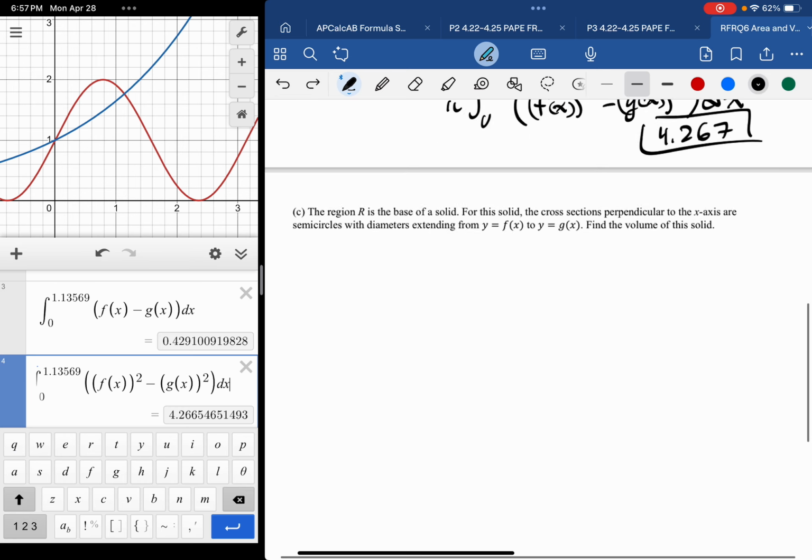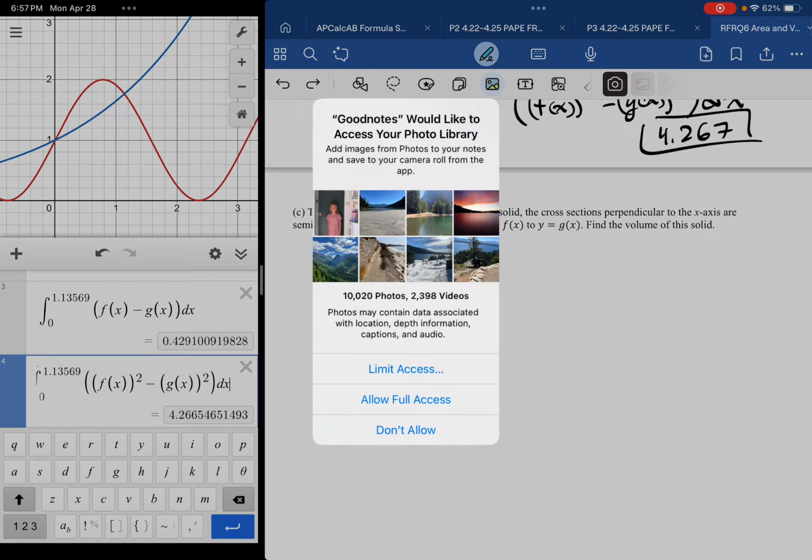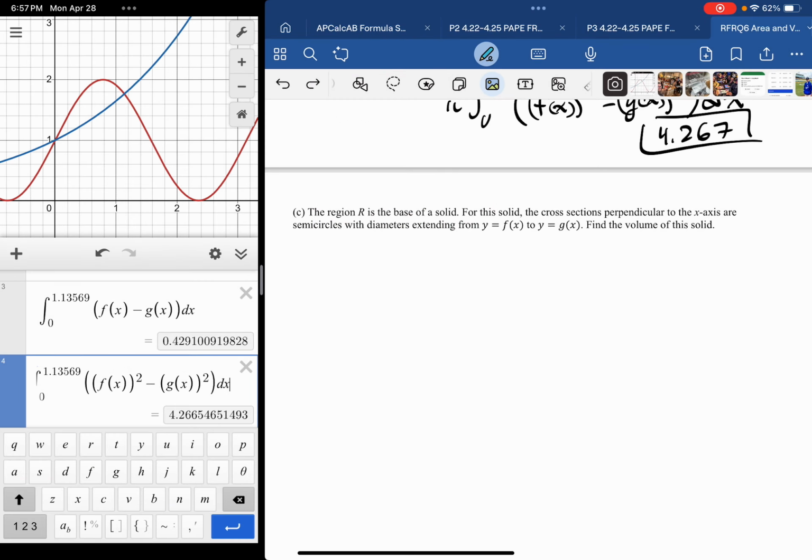Okay, last one. The region R is the base of a solid. For this solid, the cross sections perpendicular to the x-axis are semicircles with diameters extending from F to G. Diameters. Oh, okay, I see. I'm going to go ahead and bust out a picture. I did take a picture so that we can, nope, it's not that, right, allow full access. Is it there? Yeah, there it is.